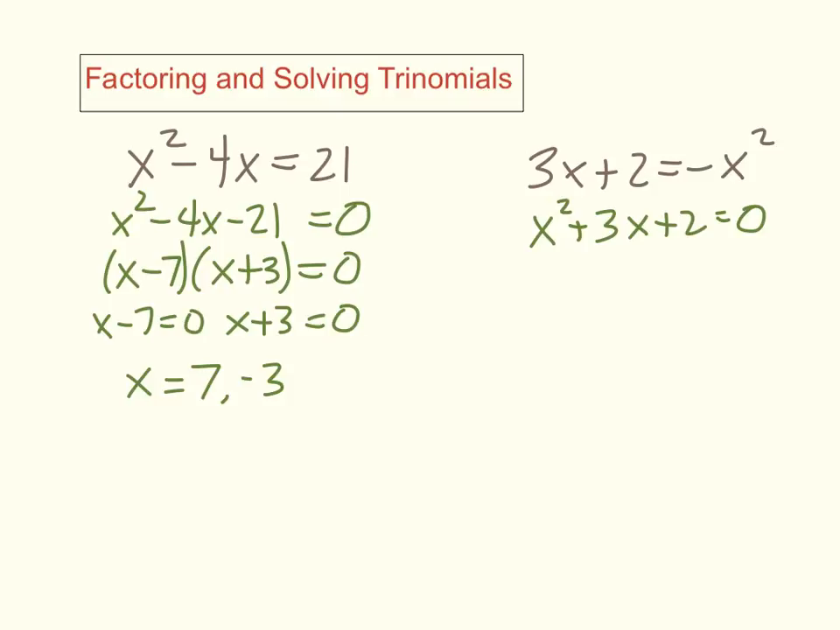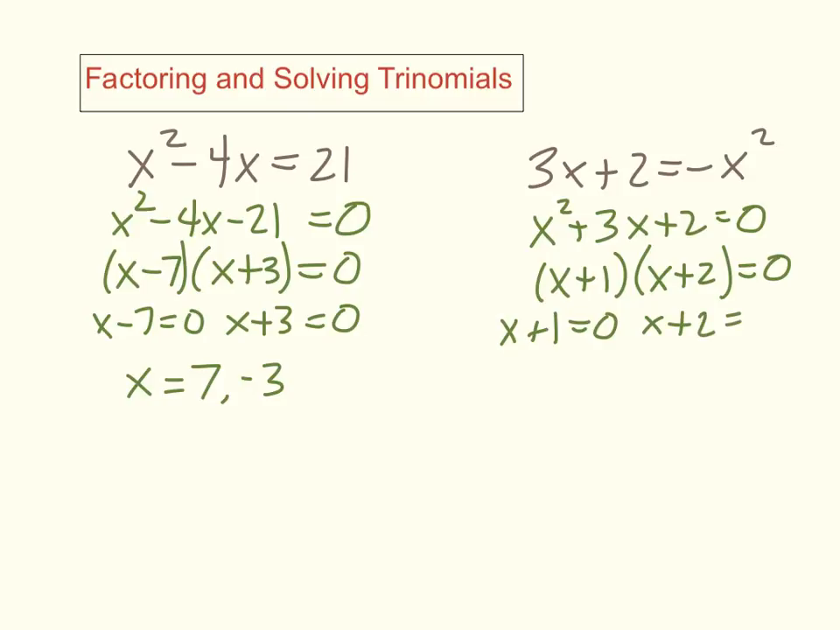So if I add x squared to both sides, I can then look for the two numbers that multiply together to give me 2 and add together to give me 3. Those two numbers are 1 and 2. And that means our factorization is x plus 1 times x plus 2. And that means that either x plus 1 equals 0 or x plus 2 equals 0. And if that's the case, then x is either equal to negative 1 or negative 2.